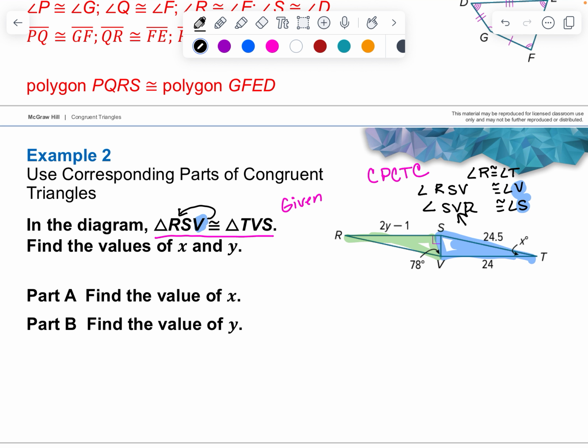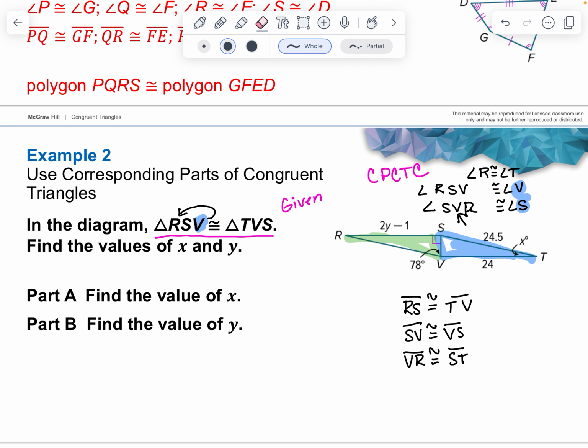And then you can also know that your sides are going to be equal. So your RS is congruent to TV. Your SV is congruent to VS. And your VR is congruent to ST. Okay, so we got all those pieces. Congruent parts of congruent triangles are congruent.